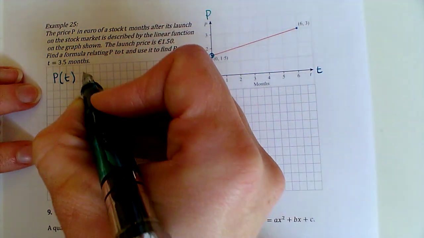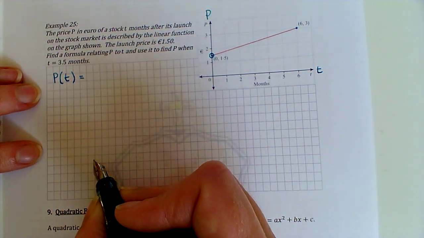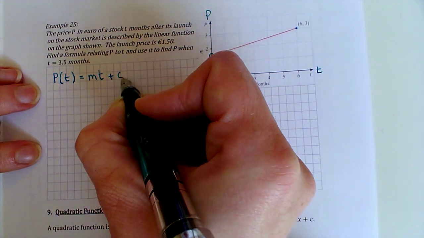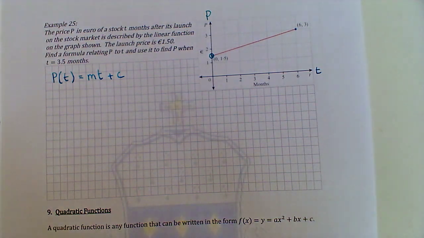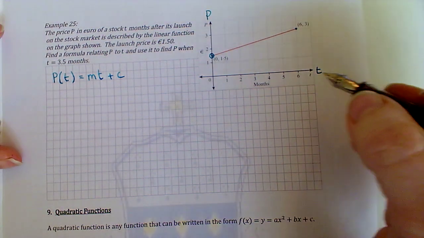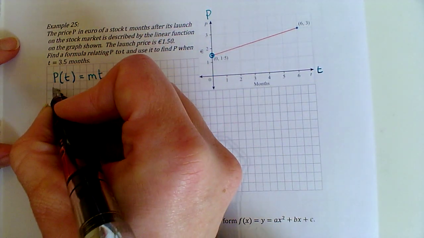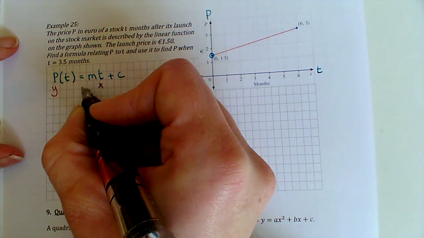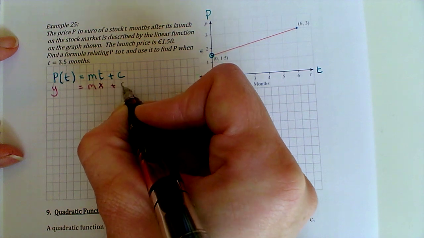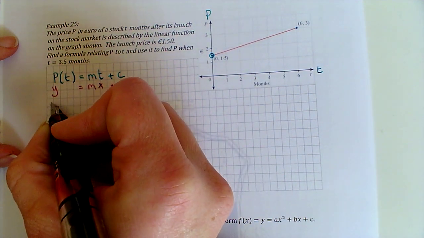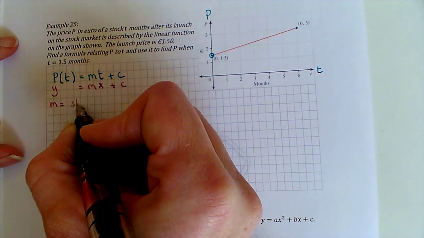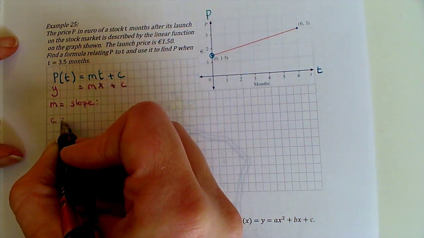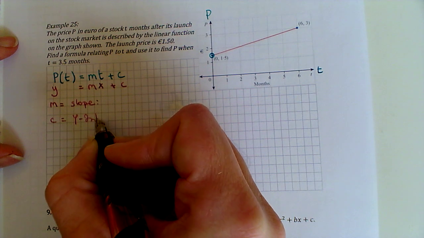We can see it's a straight line, so it should be y equals mx plus c, except for instead of x we have t. So t is my x value and p is my y value, or my function value. So y equals mx plus c, where m is the slope function, and c is my y-intercept.